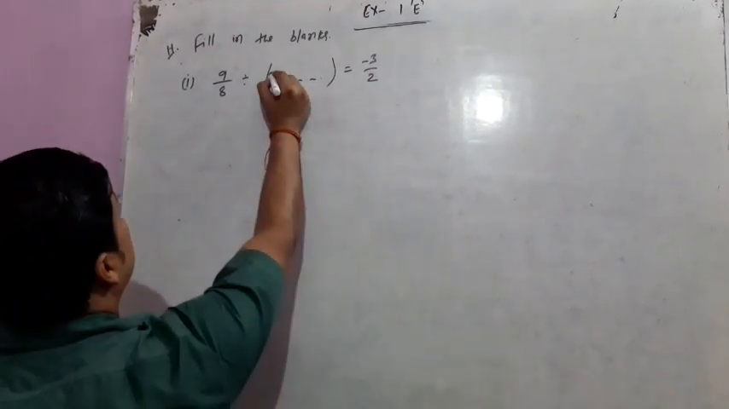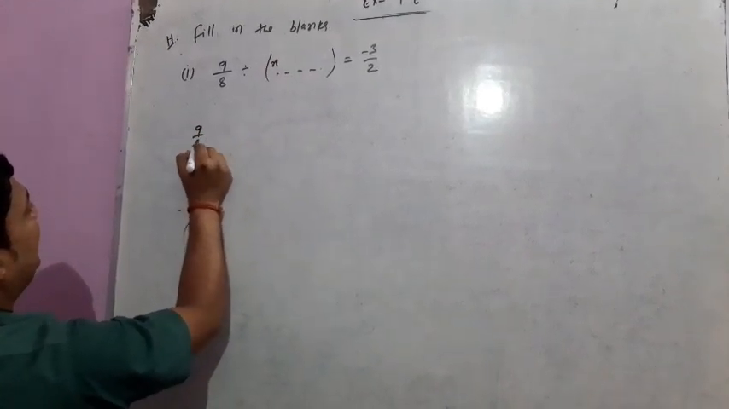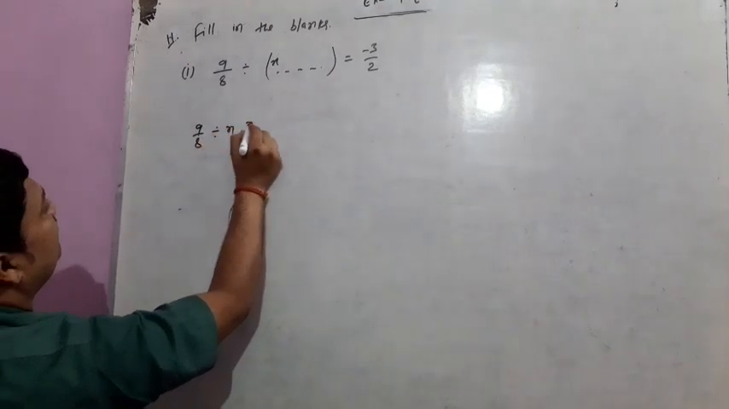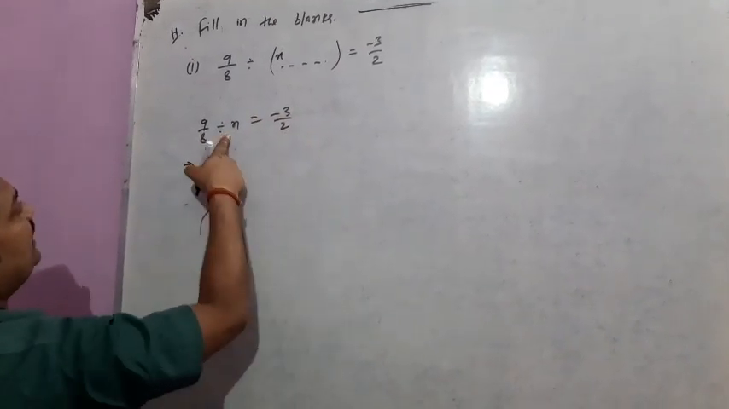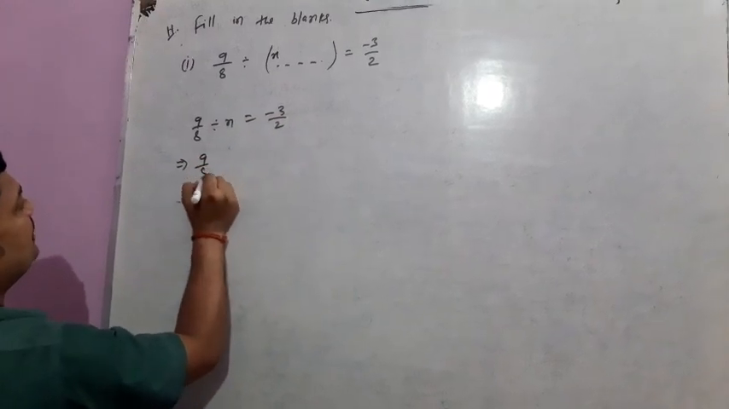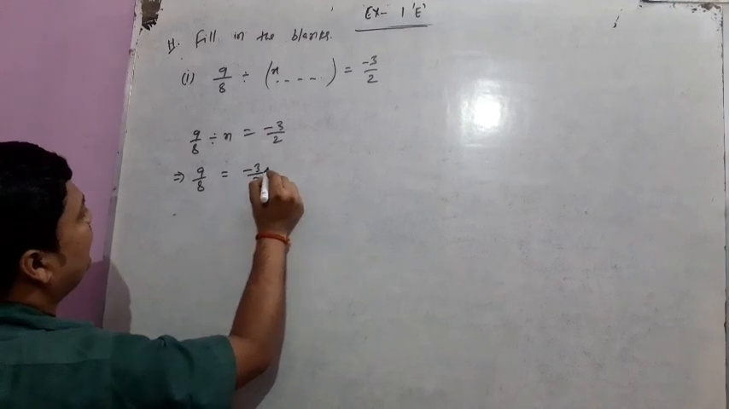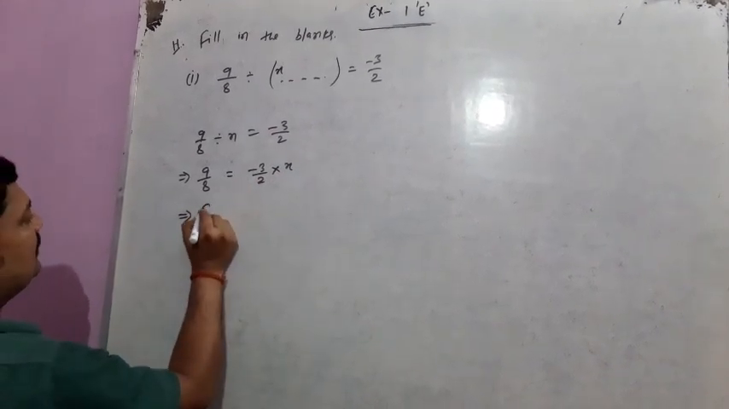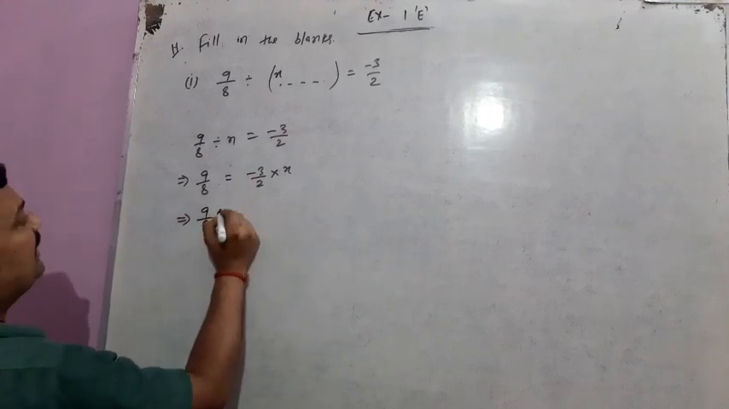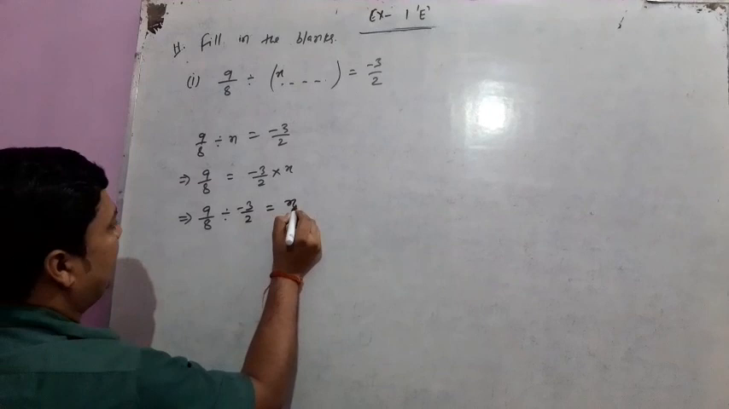Let me consider this number x. Now 9 by 8 divided by x gives minus 3 by 2. Now x is in divide, so when we change the side, it turns into multiply: minus 3 by 2 into x. Now minus 3 by 2 is in multiply, so when we change its side, it turns into divide, is equal to x.